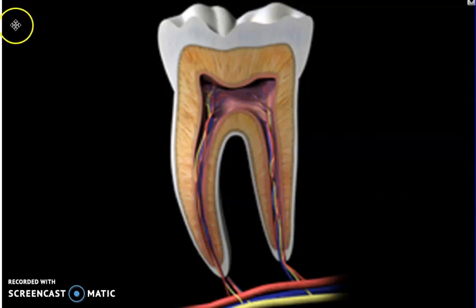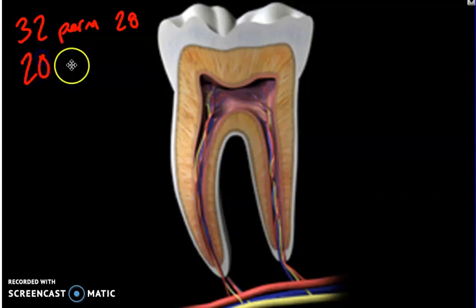As adults, humans have 32 permanent teeth, on average, obviously. Most people listening to this video will have 28. Why will most people have 28? Because they got their four wisdom teeth removed. On average, you should have 32 permanent teeth. Babies have 20 deciduous teeth.